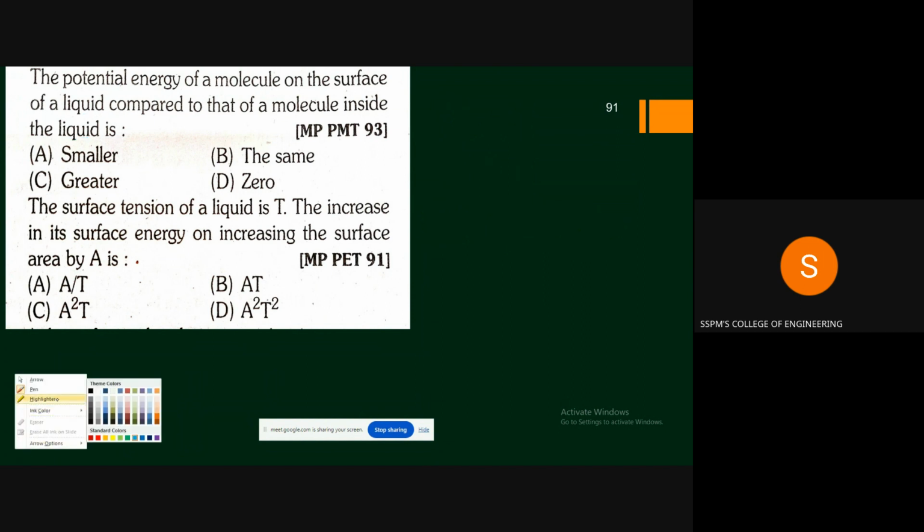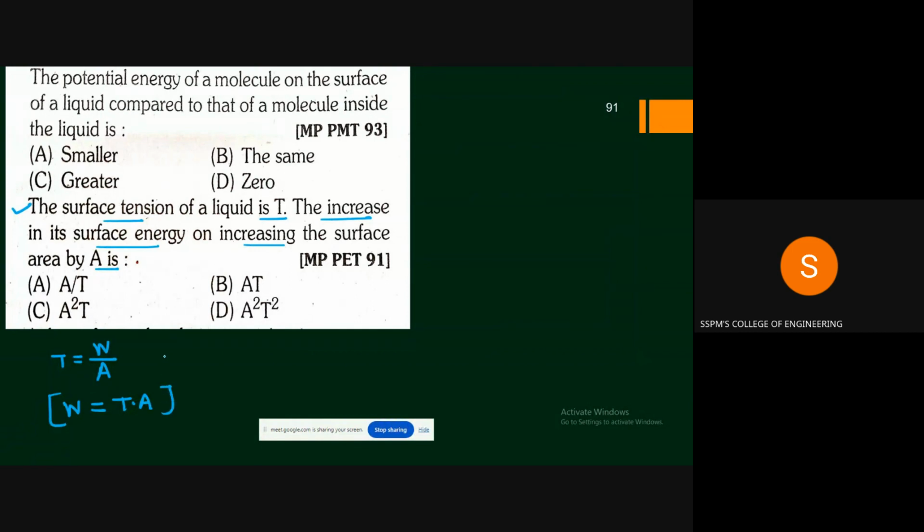Okay, see the next question. The surface tension of a liquid is capital T. The increase in its surface energy on increasing the surface area by A. So this is a straightforward question on the equation of the surface tension. We know the equation for the surface tension: T is equal to the surface energy per unit area. So from this we get the surface energy is equal to T into the area.